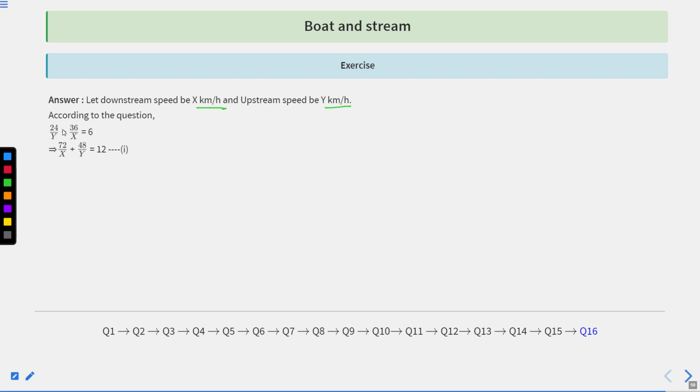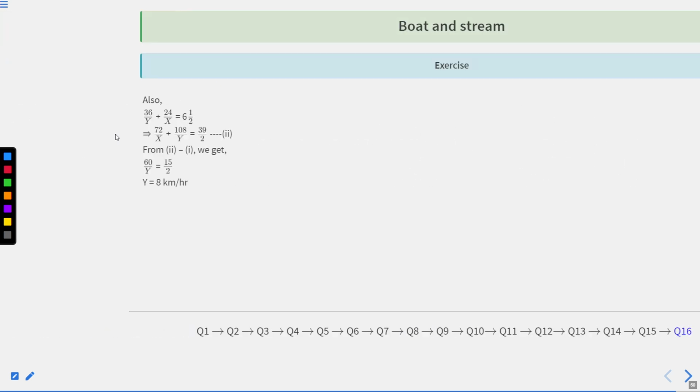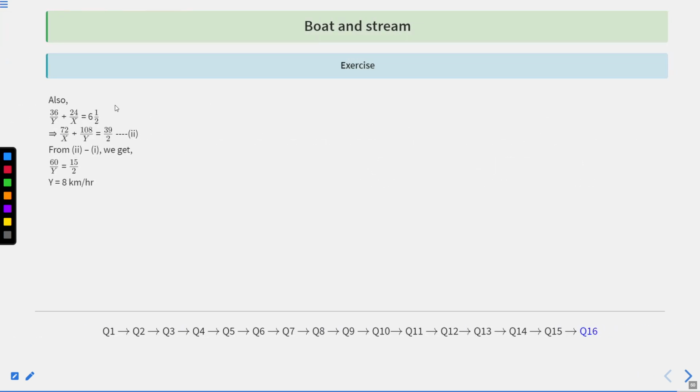So according to question, 24 upon y plus 36 upon x is equal to 6, and multiplying by 2, 72 upon x plus 48 upon y will be 12. So we have just multiplied 2 in the equation. Also we have 36 upon y plus 24 upon x equal to 6 and a half. So this implies that 72 upon x plus 108 upon y equal to 39 by 2. So we have two equations now which can be solved to obtain an exact value of x and y.